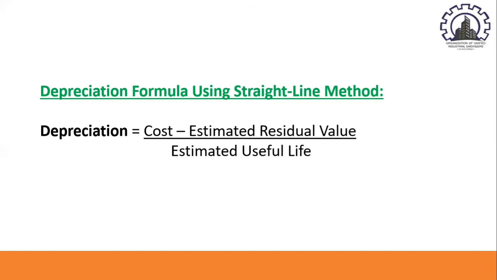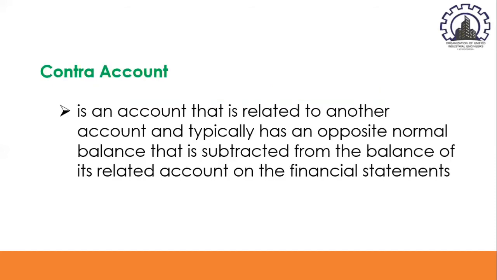So what do we mean by contra asset then? A contra asset or contra account is an account that is related to another account and typically has an opposite normal balance that is subtracted from the balance of its related account on the financial statements. And so, accumulated depreciation records the amount of the asset's cost that has been expensed since it was put into use. Accumulated depreciation has a normal credit balance that is subtracted from a plant and equipment asset account on the balance sheet.